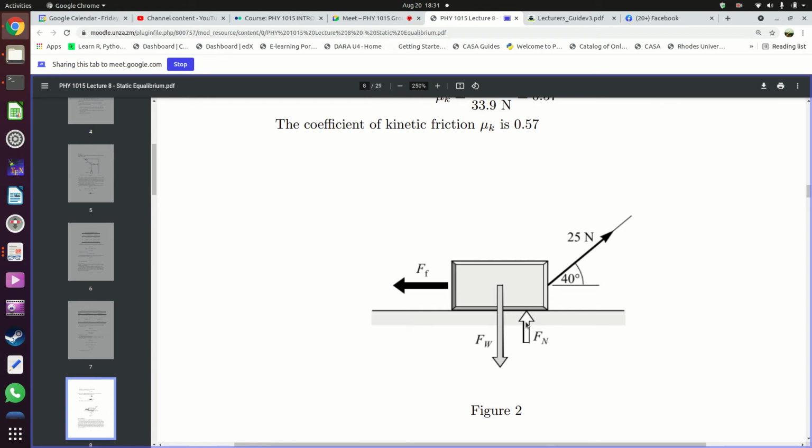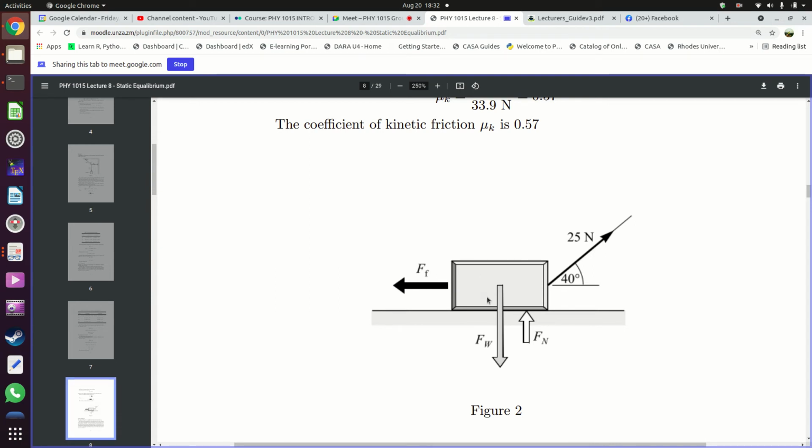At the same time, the reason why the box is moving in this direction is because it's being pulled by a rope acting in that direction. So there's a tension acting in that direction, and the size of that tension is 25 newtons. It makes an angle of 40 degrees to the horizontal like this. So it's not the whole 25 newtons pulling the box this side. Since the box is moving in this direction, there has to be friction to oppose the motion of the box, and the friction is pointing in this particular direction.